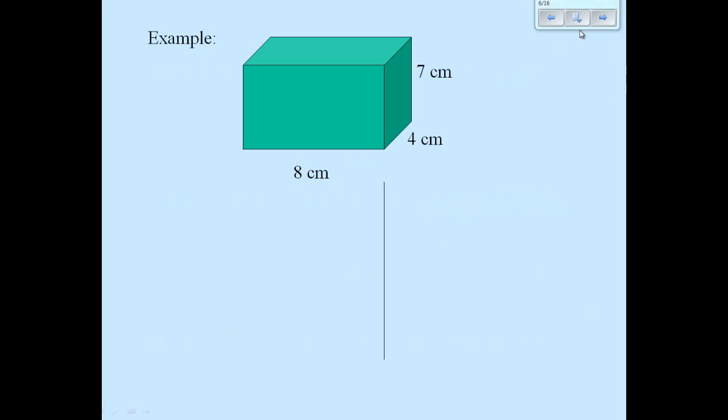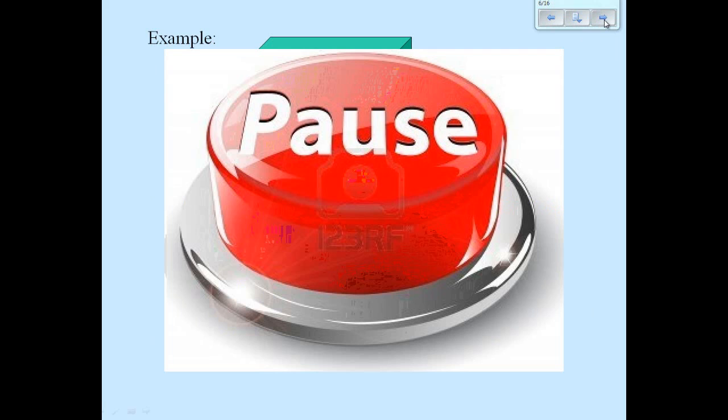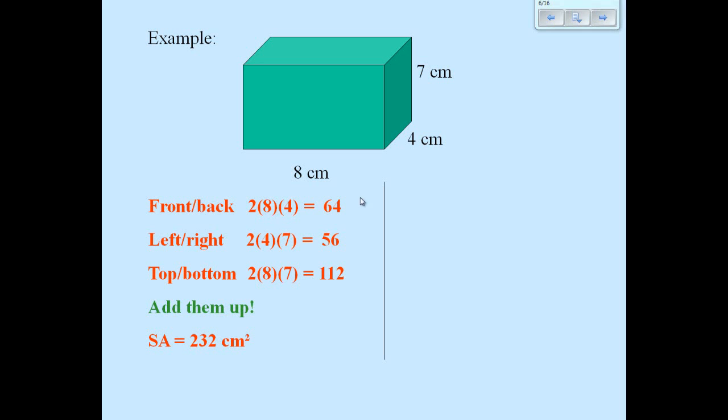Okay, so to find the surface area and the volume of this, you should really try this on your own. Okay, you really should pause here and try it on your own, and I'll come back and give you all of the work. All right, so the front and back is your length times your height. The left and right is your width times your height, and the top and bottom is length times width if you did this using the formulas. 232 centimeters squared either way. Volume is easy, length times width times height, which is 224. Make sure you have centimeters cubed there.